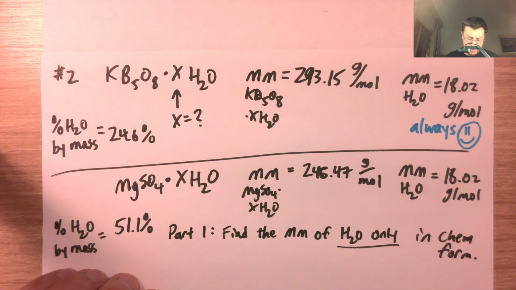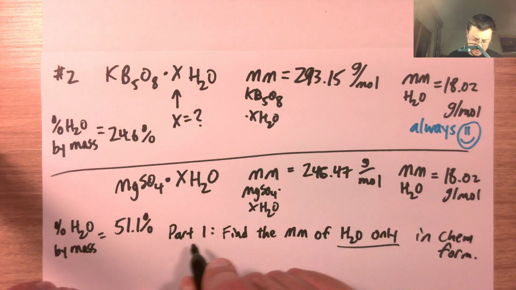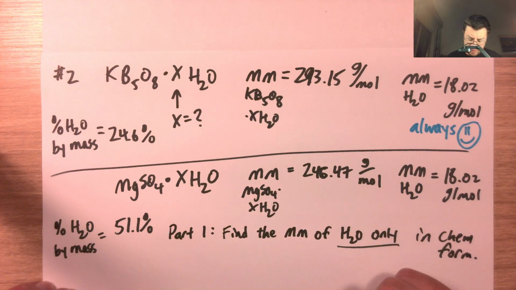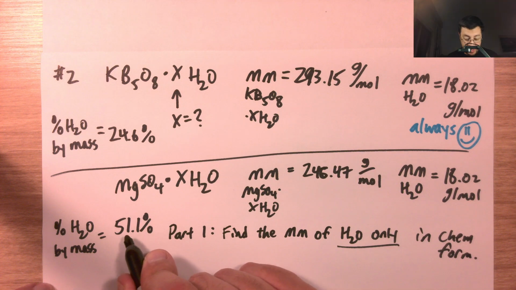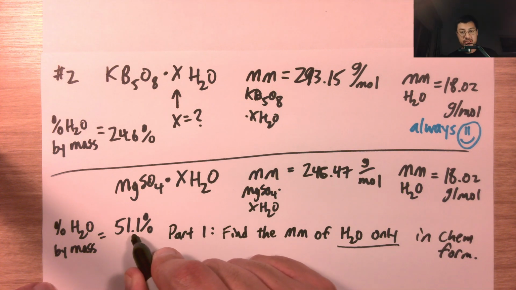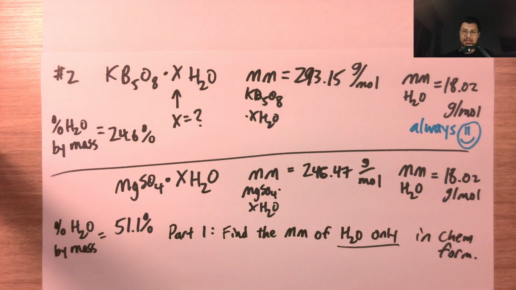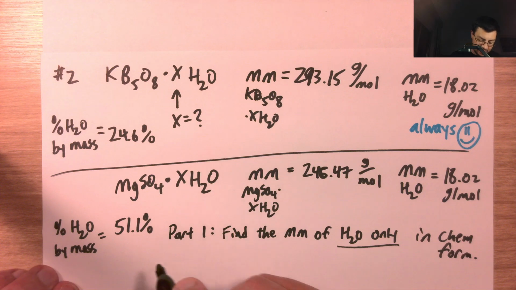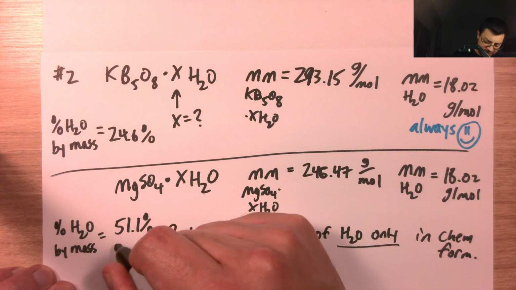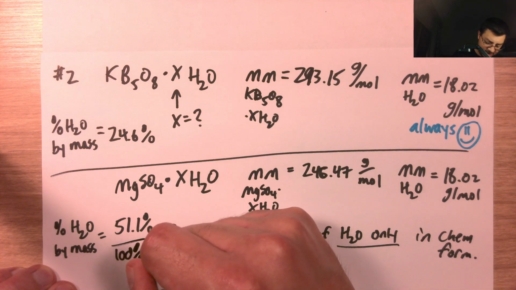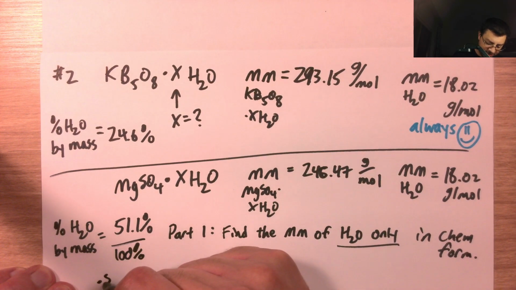All right, let's just do it before I tell you part 2. So we have 51.1%. That's the water percent. So if we turn this into a standard number, and then multiply it by the molar mass, that'll give us the molar mass of all of the waters in this chemical formula. So I'm going to just divide this by 100 immediately, just so I get it as a standard number, 0.511.